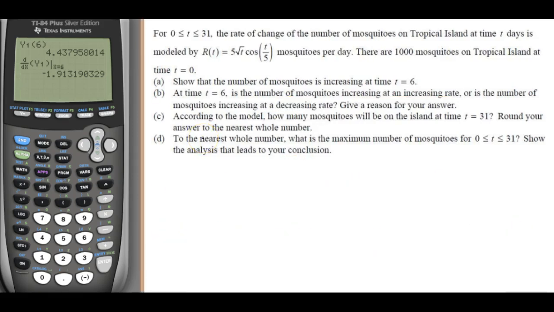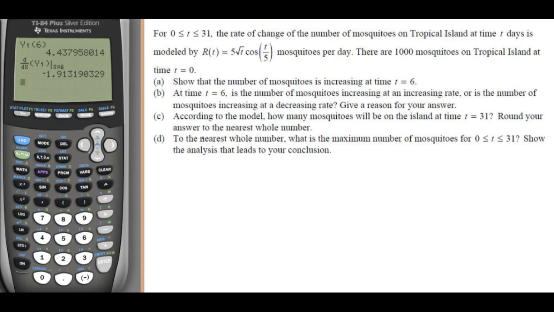Alright, moving on to part C. According to the model, how many mosquitoes will be on the island at time t equals 31? So after the 31st day, how many mosquitoes will be on the island? Round your answer to the nearest whole number.